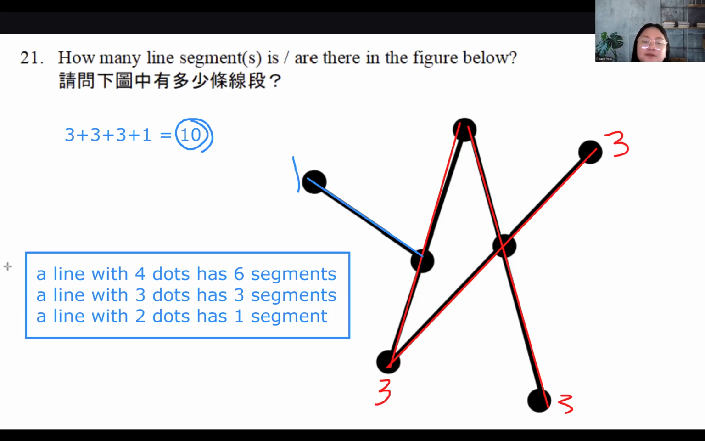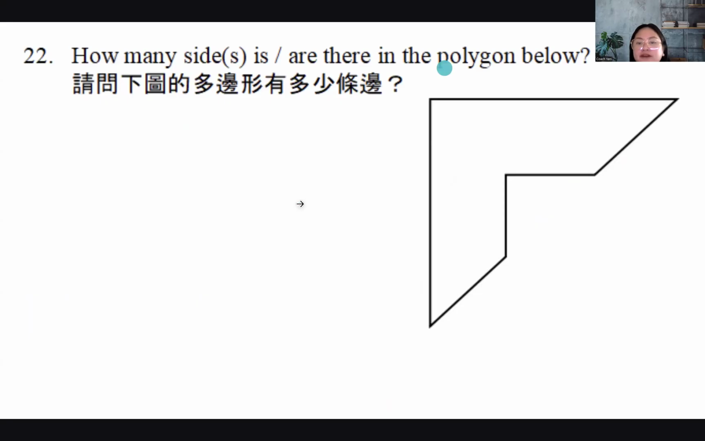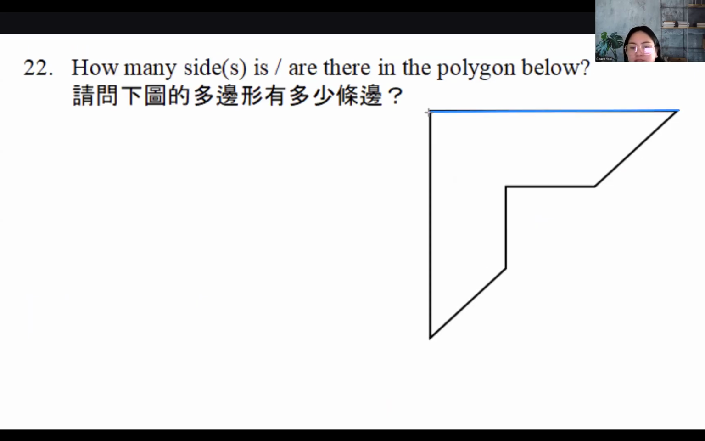All right, let's do number 22. How many sides are there in the polygon below? When we say sides, we mean the lines outside of the polygon. This one, this one, this one, this one, this one, and this one. So, why are we saying it's outside? Because sometimes a figure looks like this. There's a line here. If there's a line there, is that counted as a side? Yes or no? This line here is not a side.